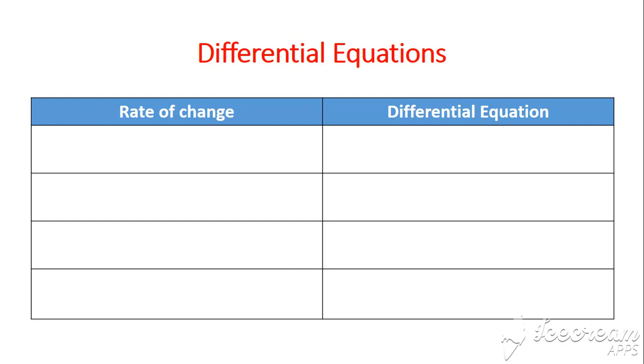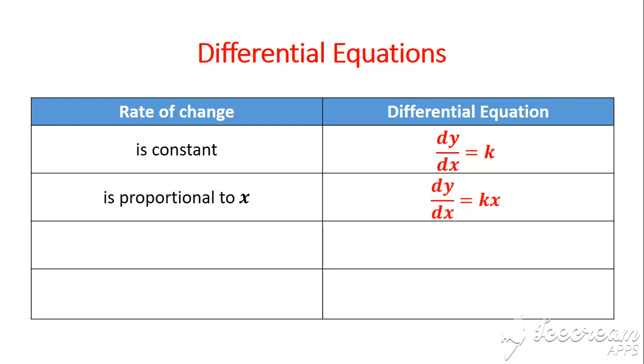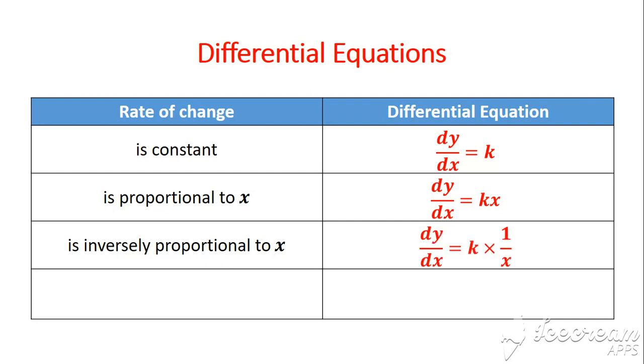Okay, let's quickly look at the four types of differential equations you will come across in the standard. If we say the rate of change is constant, the differential equation is dy over dx is equal to some constant k. If we say the rate of change is proportional to x, the differential equation is dy over dx is some constant k times the function x. If we say the rate of change is inversely proportional to x, then dy over dx is equal to some constant k times 1 over x. 1 over x is the inverse of x.